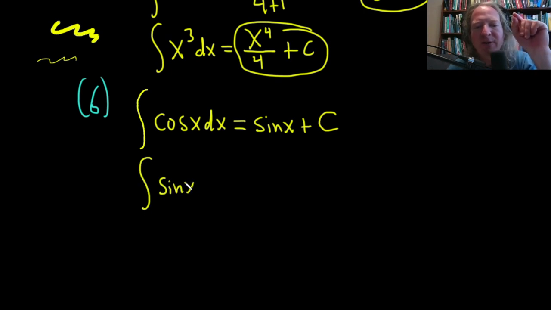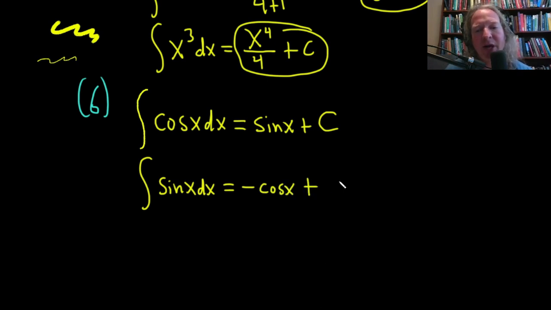What about this one? There's a reason I did cosine first, because it's easier. This one's harder. So what's a function whose derivative is going to be sine? Well, the derivative of cosine is negative sine. So this is going to be negative cosine x, and then plus our constant. And you can check, right? The derivative of cosine is negative sine. We've already got a negative here, so negative and negative is positive, so life is good.